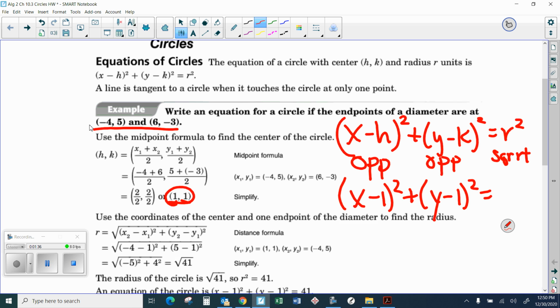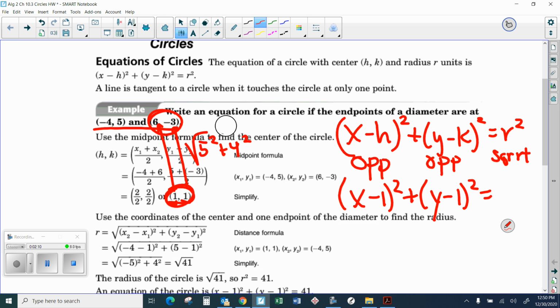So the radius goes from the center to one of the points on the circle. So I can do the square root. Well, if I don't do the square root, then it's going to be r squared. Okay, so if I leave off that, just how far is it from 1 to 6? That's 5 squared. How far is it from 1 to negative 3? 4. Square it. And if I take the square root, that would be r itself.